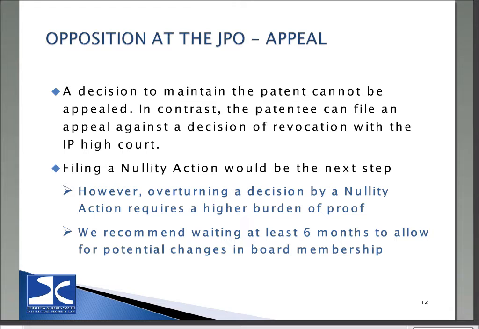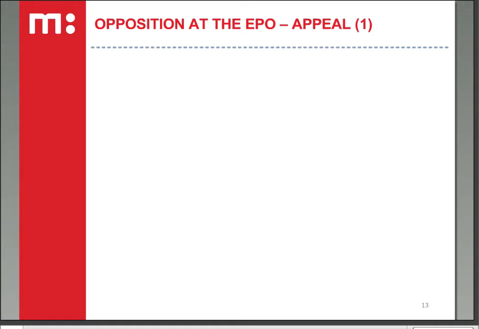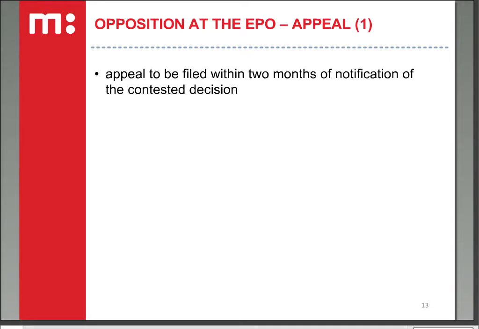So could you comment on the European situation? Well, at the EPO, we have the lucky situation that we can appeal an opposition division decision directly at the EPO. An appeal has to be filed within 2 months of the notification of the contested decision. So 2 months after you receive the written grounds of the opposition division's decision in your case, you have to file the appeal and you have to pay the appeal fee.